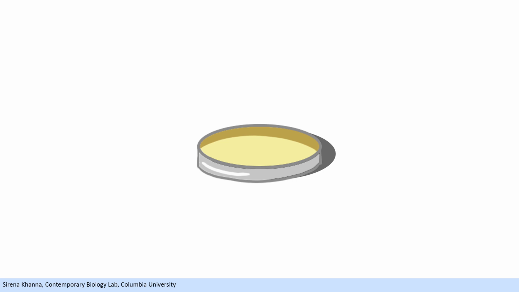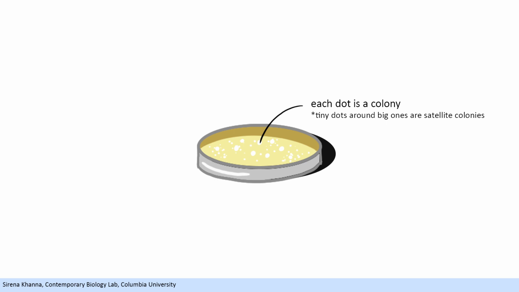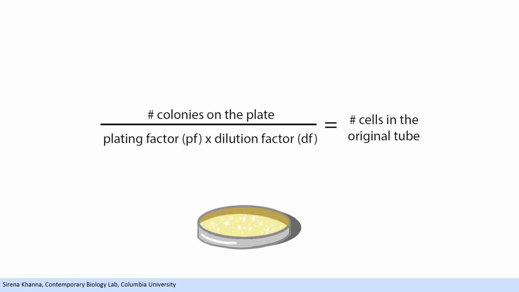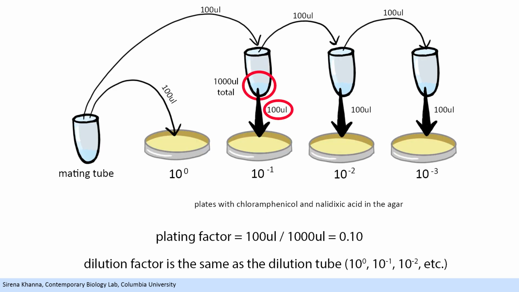After solutions are plated, we let the bacteria grow. Once the bacteria grows on each of the plates, we count the number of colonies we see on each plate, not including satellite colonies. To find the number of cells, we divide the number of colonies by the product of the plating factor and the dilution factor. These factors represent the fraction of the original aliquot used.